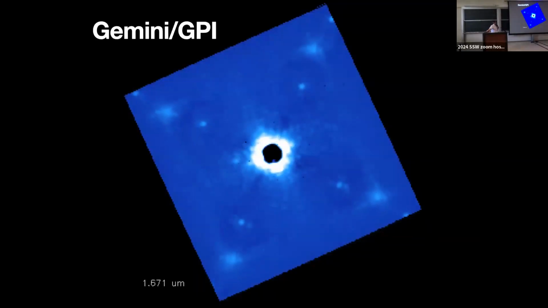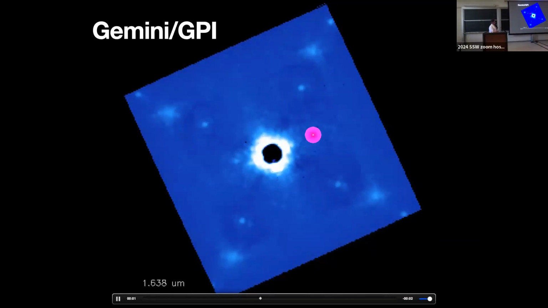So on sky, this looks like this. I think we actually saw it in the MagAO-X data in the previous talk as well, but you see the satellite spots around the central star, and these increase in distance away from the star as a function of wavelength as you move through the data cube. And that's just because this is a diffractive property, so it scales as a function of wavelength.